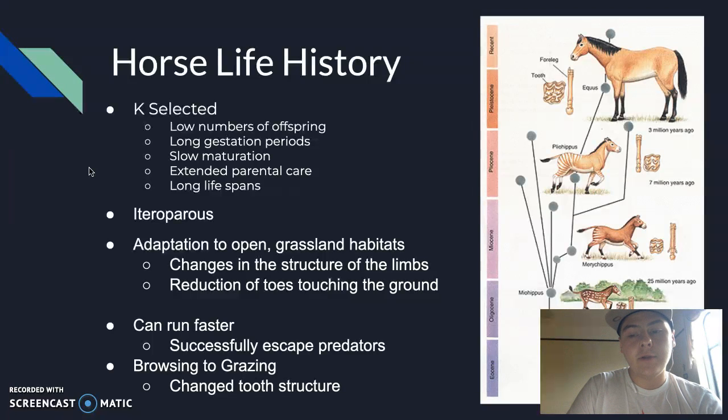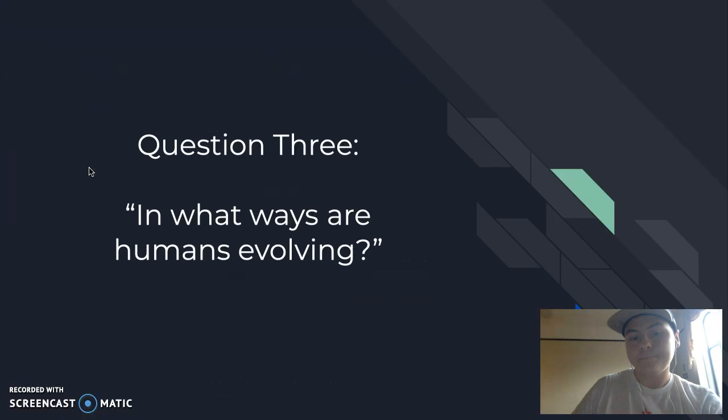And then another change occurred in their tooth structure, going from more sharp teeth to molars, more of a grinder tooth. And that was as they had to change from being a browser to a grazer.